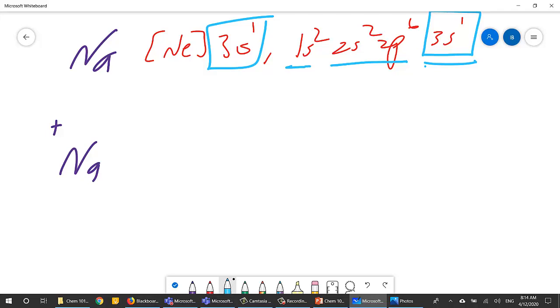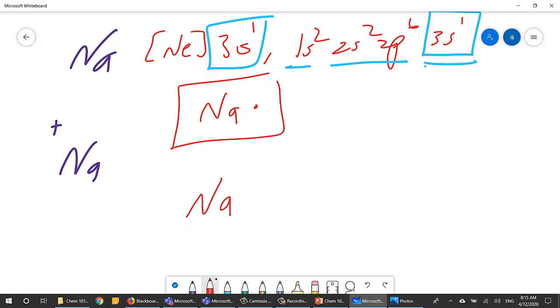and the Lewis structure would be something like this. This is the Lewis structure of sodium. You're removing that electron to form Na+, and the Lewis structure for Na+ is just simply this, okay? Sodium, Na, that's it. It's a Lewis structure for sodium.